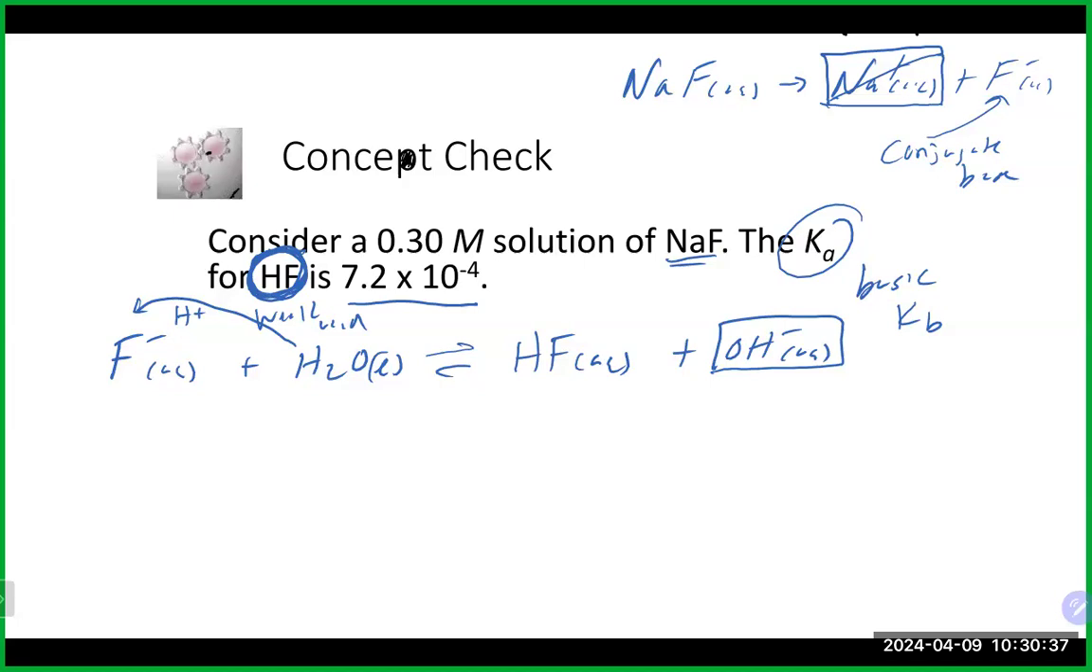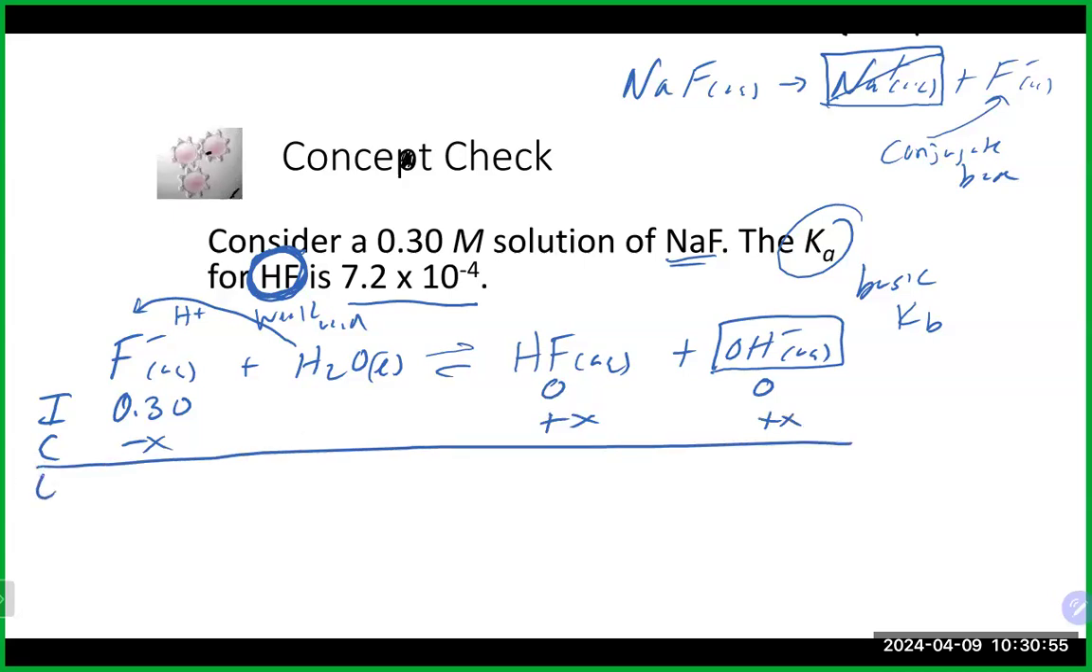So these are things that you want to kind of think about as you write the equation and you're doing it. Now we could just get into our ice table here. That's going to be 0.3. That's going to be 0 and 0. Change here will be minus X plus X plus X. When we get to equilibrium here, 0.3 minus X, X, and X. Any questions on that so far? This is going to go into our K expression, which would be our products divided by our reactants.